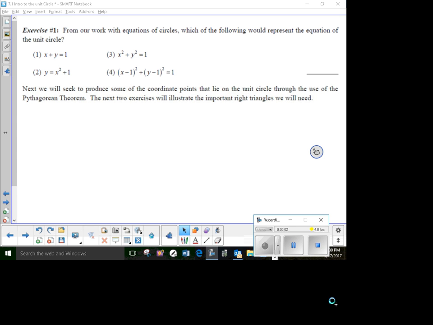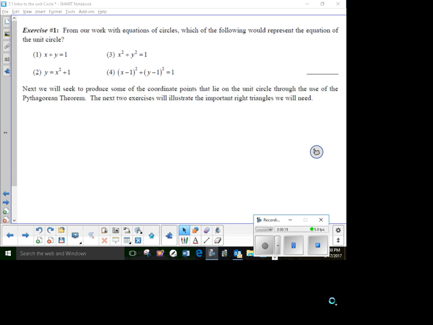On exercise 1, it says, we worked on equations of circles. Which of the following would represent the equation of the unit circle? Which one do you think? Which one's the unit circle? 4. No. Nice.